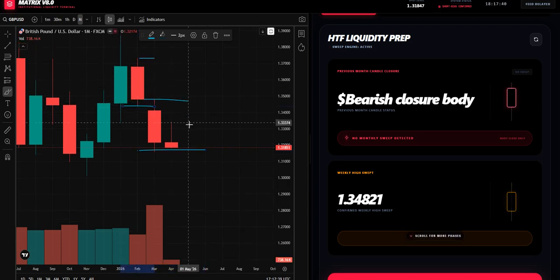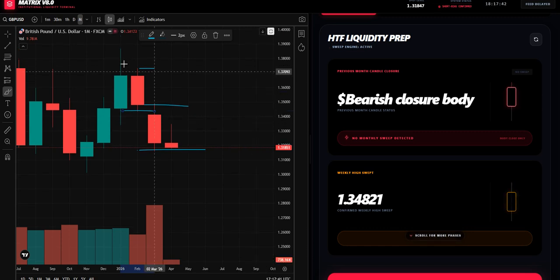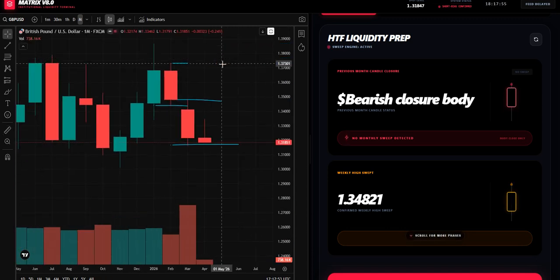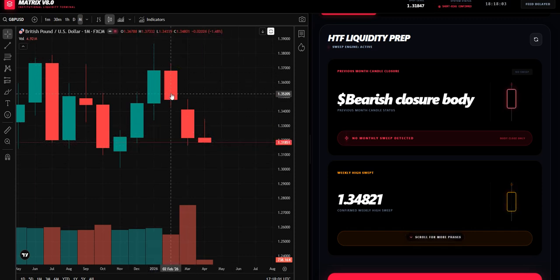Okay, so this is the previous month. We have not swept it. By swept, what do we mean? It's like, has it gone down by a wick and then closed back up again? So it has not done this at all. I mean, yes, it did sweep this one, but we're looking for the previous candle.